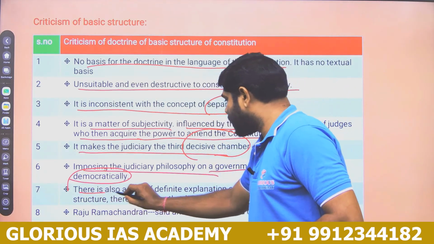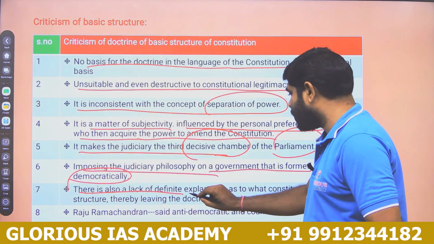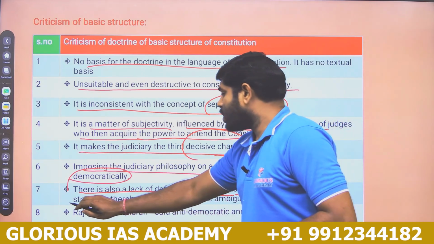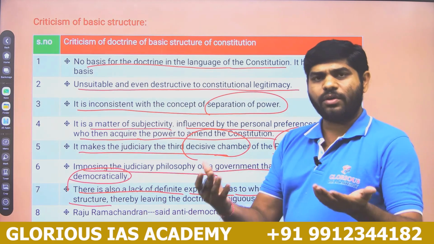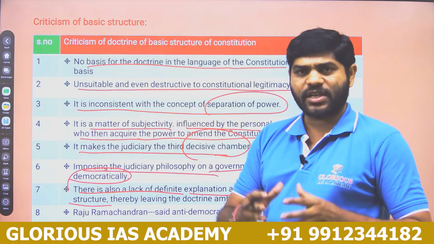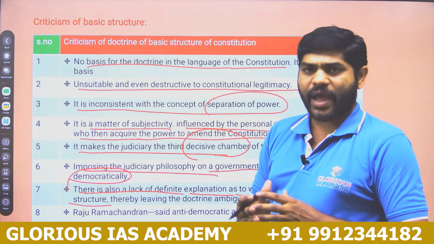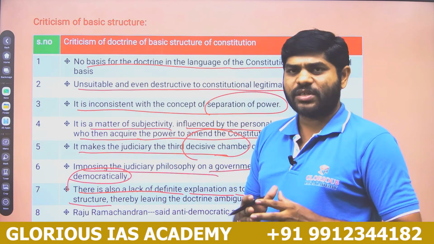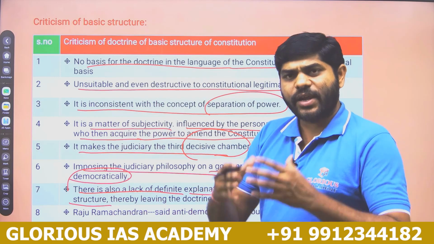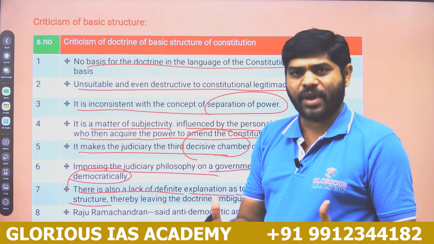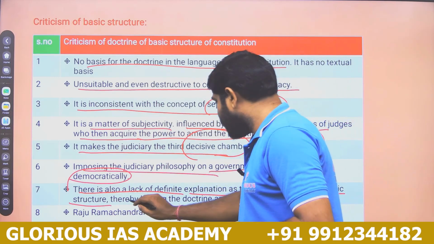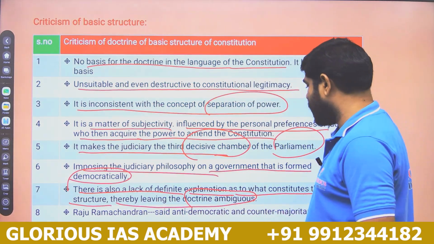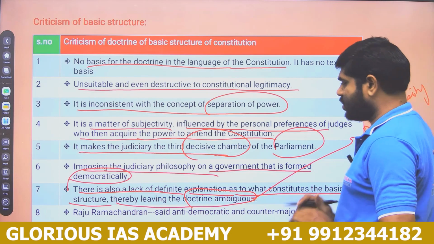Next, there is a lack of definite explanation as to what constitutes the basic structure. It is vague: what exactly is the basic structure? It is evolving from time to time, so there is confusion about the basic structure of the Constitution. What is the definitive structure? What exactly does it mean? Nobody knows. This leaves the doctrine ambiguous, with no clarity.